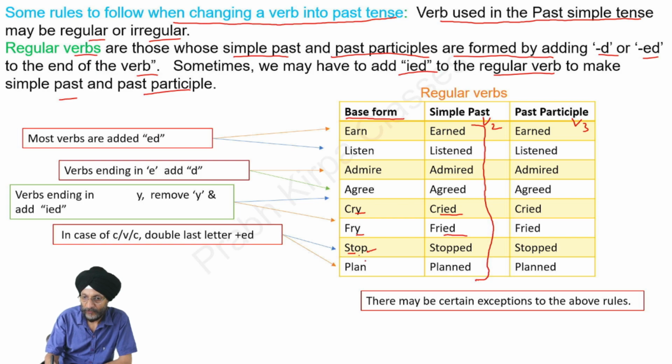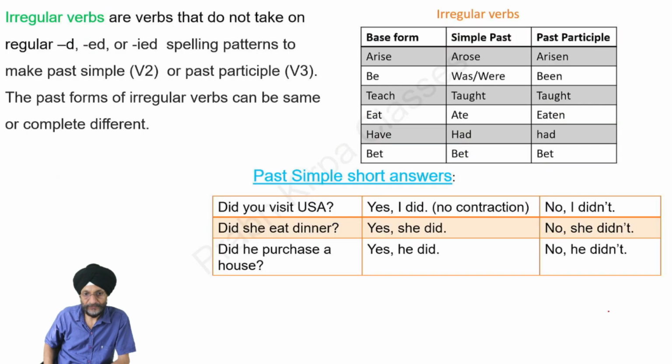O is a vowel. If we talk about plan, we start from the last. N is a consonant. L is also a consonant. A is a vowel. Here what we do is double the last letter. That is, P has been doubled here, N has been doubled, and we have also added ed. That is, stop becomes stopped, plan becomes planned. There may be certain exceptions to the above rules. What are the irregular verbs?